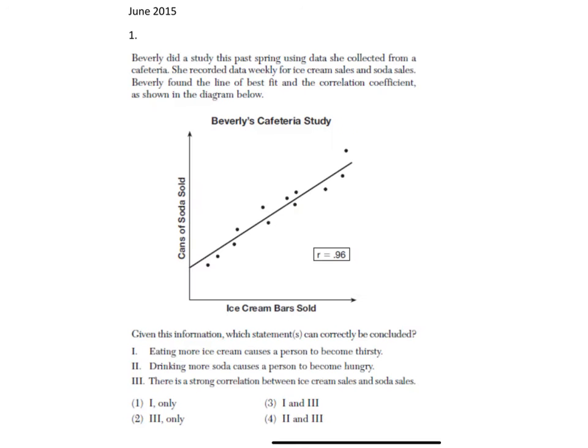All right. So in this question we have Beverly did a study this past spring using data she collected from a cafeteria. She recorded data weekly for ice cream sales and soda sales. Beverly found the line of best fit, which is right here, and the correlation coefficient, which is right here, as shown in the diagram. Given this information, which statement or statements can correctly be concluded?